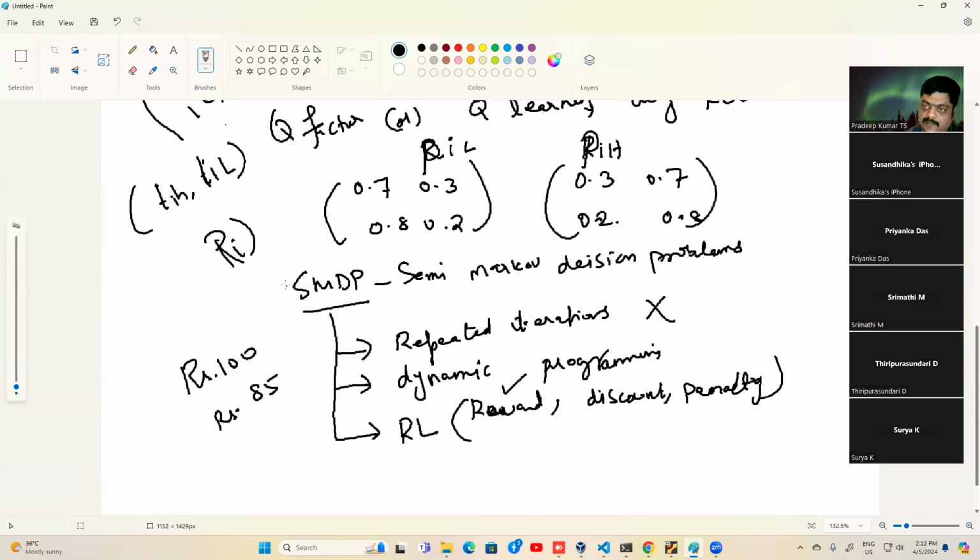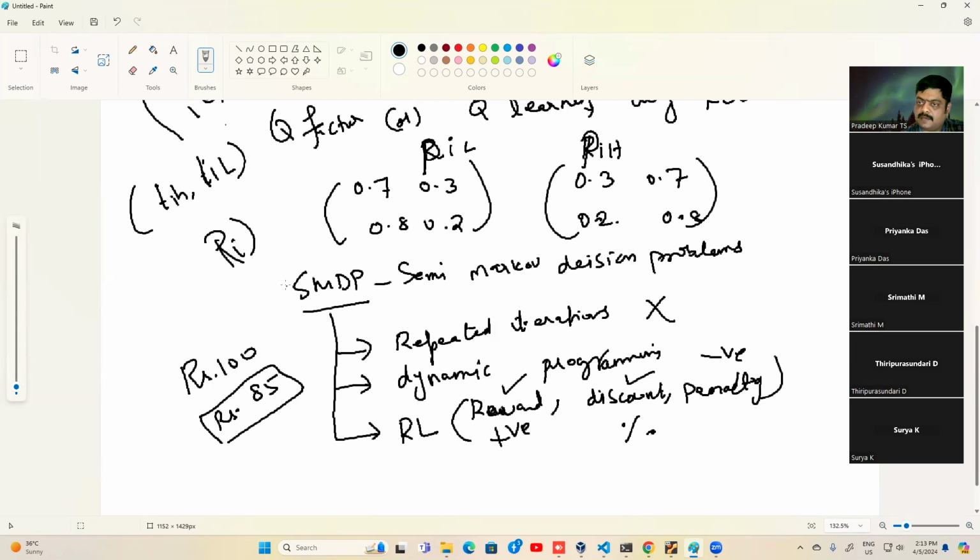So the money lost a discount of 15%. Today, whatever you purchase for 100 rupees, next month you cannot purchase that; you need to spend more. So the cost of 100 rupees will become 85 in the next month. That is called a discount. Penalty means, suppose I am planning to go for a state transition and it does not occur, then I will have a penalty. Penalty is usually negative, reward positive, and discount in percentage. So this is how reinforcement learning usually works.